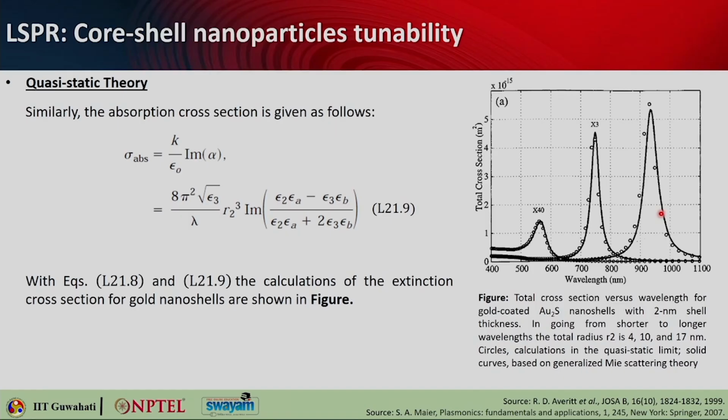So, you can see as the overall size of the particle becomes larger, you get a redshift and the resonance also gets stronger, okay, and these circles that you see are basically from the quasi-static theory calculation, and the solid line is from the generalized Mie scattering theory. So, we have seen the Mie scattering theory is possible for nanospheres, and it is also possible for core shell nanoparticles, and you see that the quasi-static theory is very close to the Mie scattering theory. It means for this size of particles, quasi-static theory is a very good approximation.